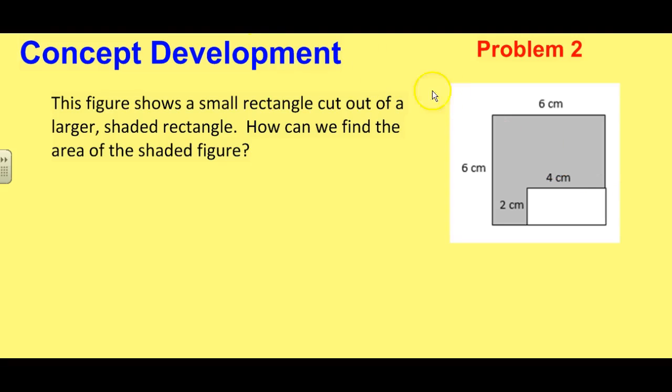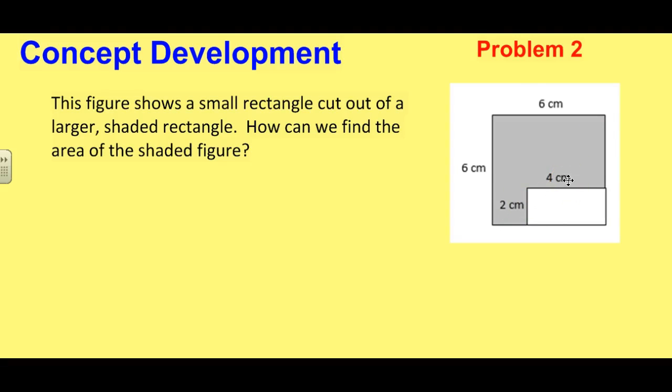Okay, so the way that we do this is we just imagine that this white shape wasn't here. We're just imagining that this whole thing was shaded. And so since we know that this side length is 6 centimeters and this side length is 6 centimeters, we could figure out the area of this entire shape right here. So on your board, I want you to go ahead and figure out what is the area of this entire square if this whole thing was shaded in and we didn't see this 4 centimeters by 2 centimeters.